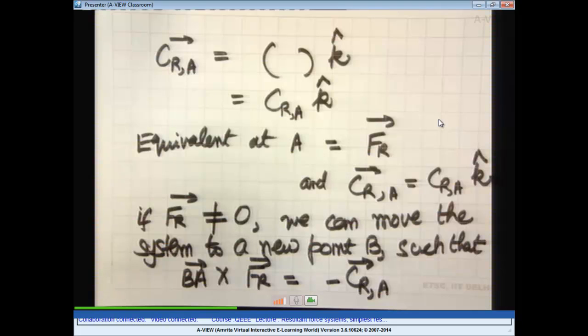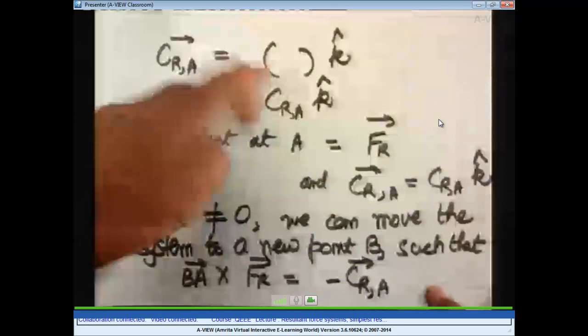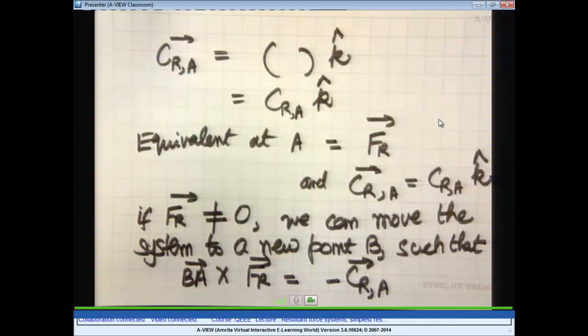If I move it to a new point B where BA cross FR, now I can always find such a point because this will also be along K direction. CR at A is along K. So therefore, I will always be able to find point B.